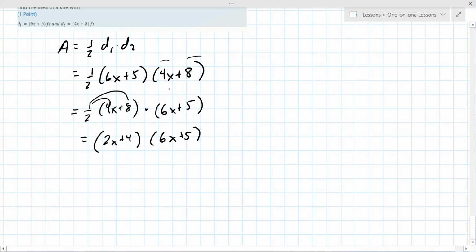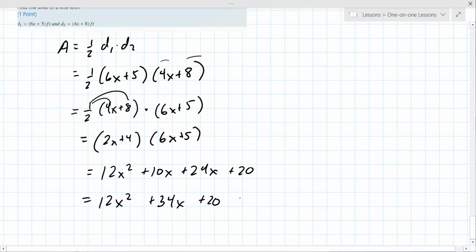Moving along. So okay, now we're up to the FOIL step. Although, oh, I see what you said. Okay, I totally messed this up. I rewrote a 2 or something there because I thought, oh, it doesn't look the same. 2x times 6x is 12x squared. 2x times 5 is 10x. 4 times 6x is 24x. 4 times 5 is 20. And then we combine like terms in the middle. And that's feet squared.